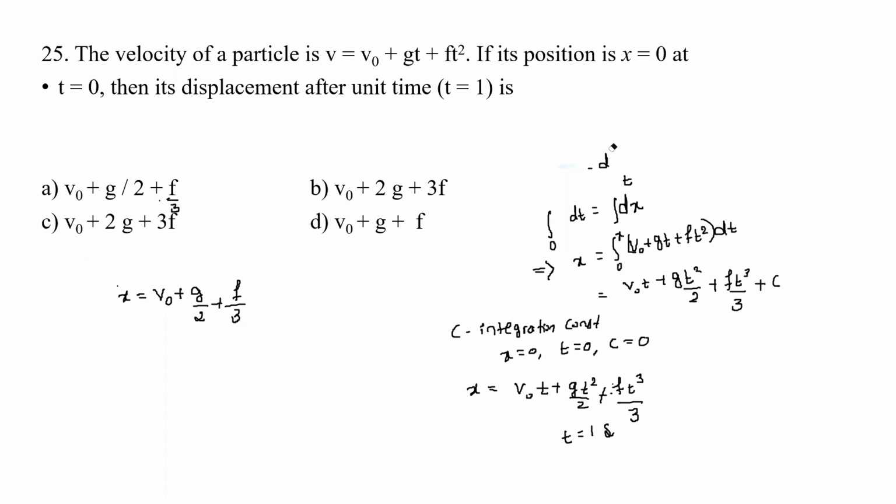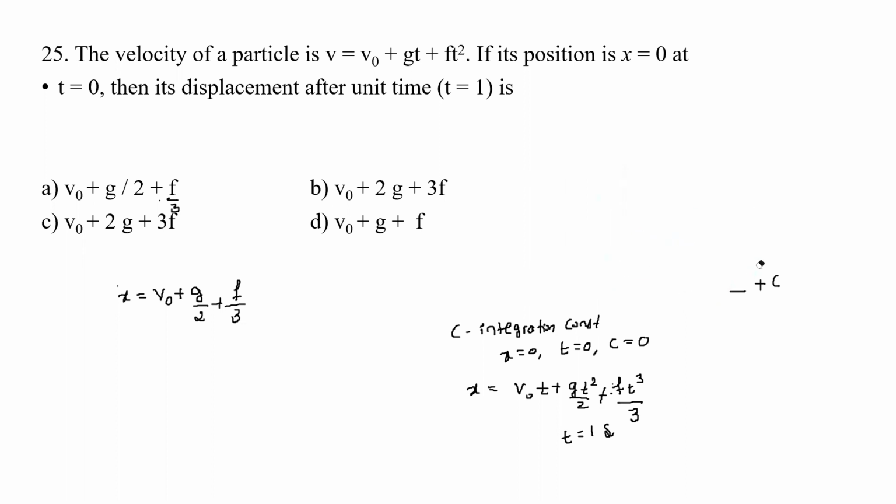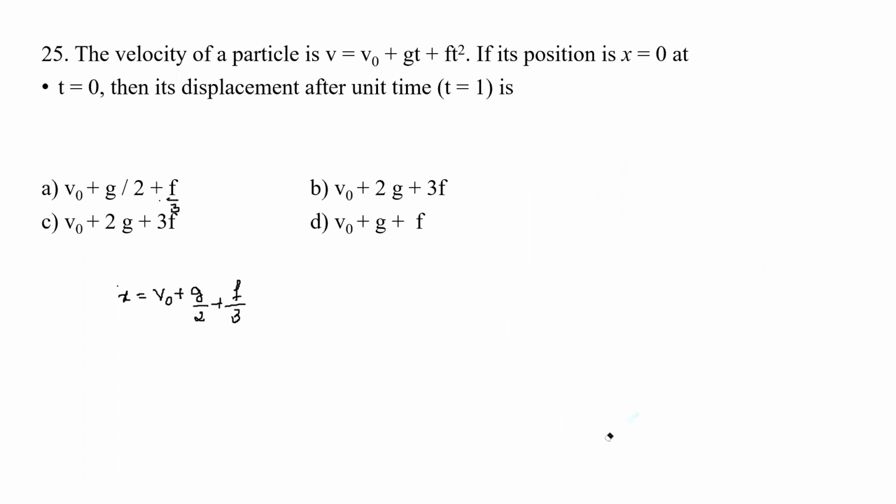Sorry, displacement of the equation when velocity is given. So what you need to do here, when velocity is given, to calculate the displacement, we need to integrate the equation. By taking the conditions they have given, when x is equal to 0, t is equal to 0, we get the integration constant c is equal to 0. Then we can substitute t is equal to 1, because they have asked for the displacement per unit time. That is t is equal to 1.